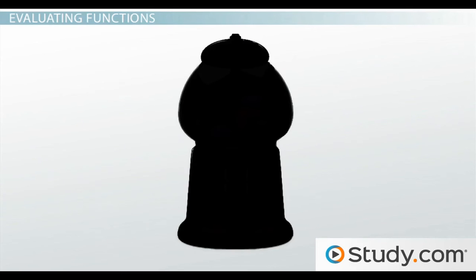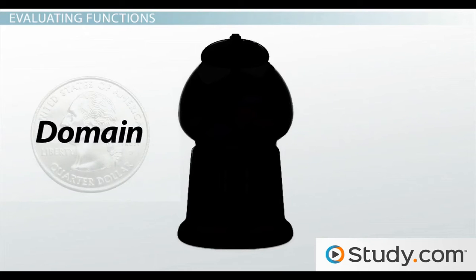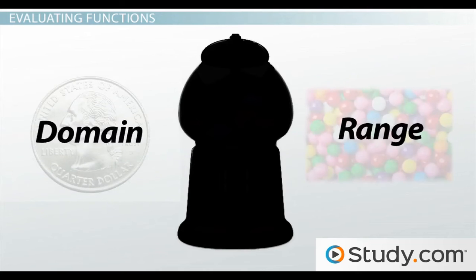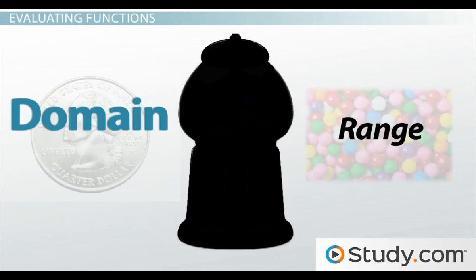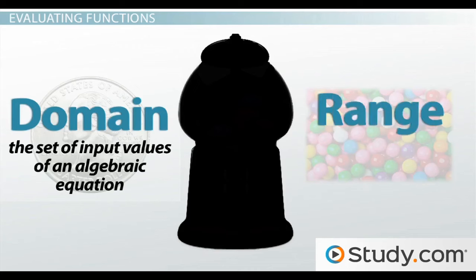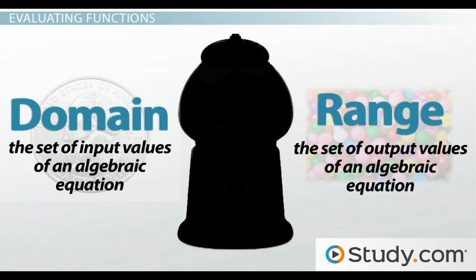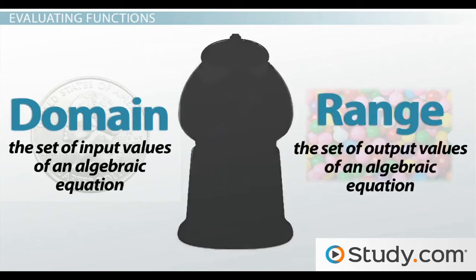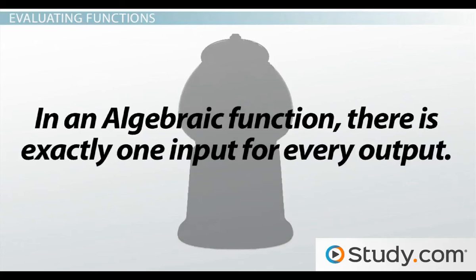When you evaluate a function for a given value, which we call domain, you obtain an output, which we call an element of the range. Domain is the set of input values of an algebraic equation. Range is the set of output values of an algebraic equation. In an algebraic function, there is exactly one input for every output.